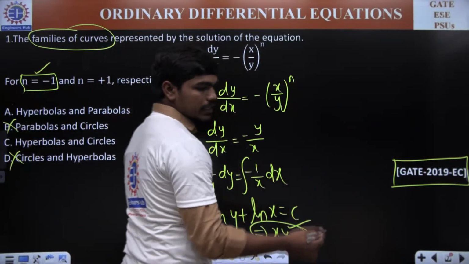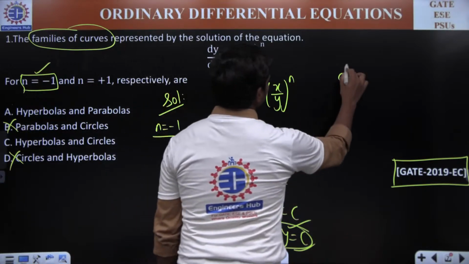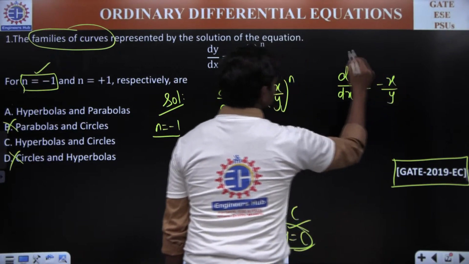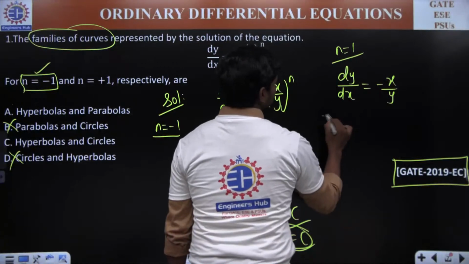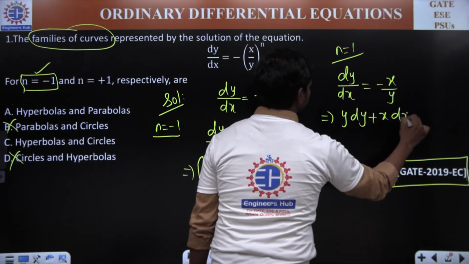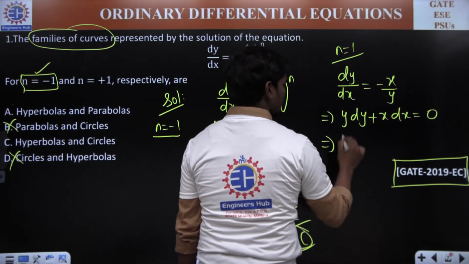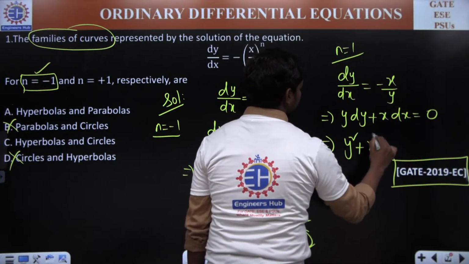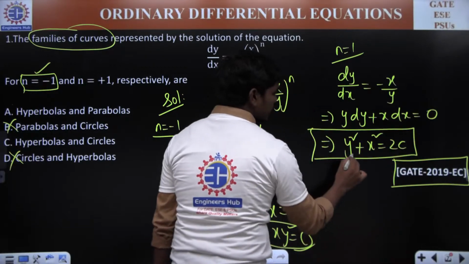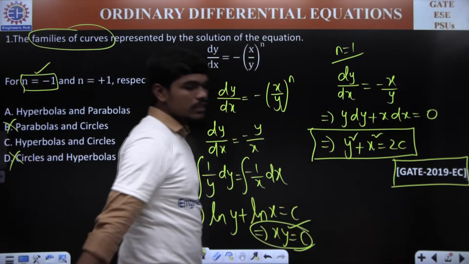Now let us go for the case when n is equal to +1. So dy by dx is equal to minus x by y when n is equal to 1, of course. So this implies y dy plus x dx is equal to 0. So if you are integrating, of course, y square plus x square is equal to 2c, and this represents a circle because the denominators of both x square and y square are the same here, correct?